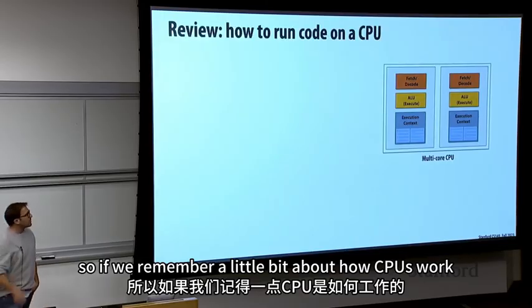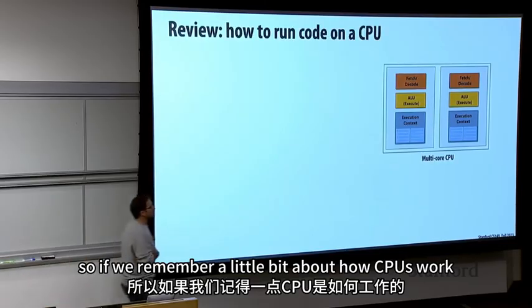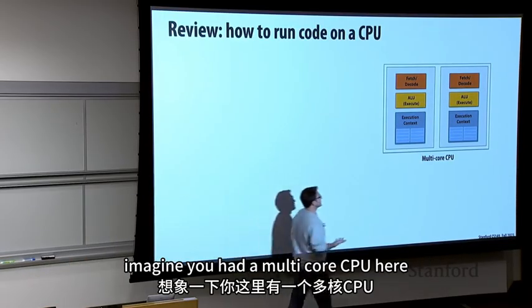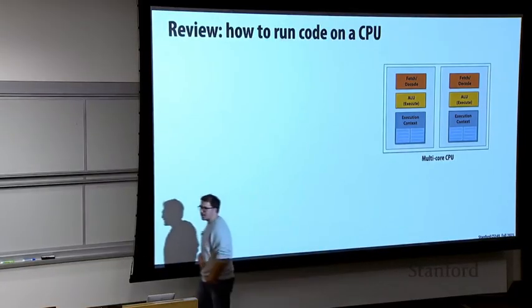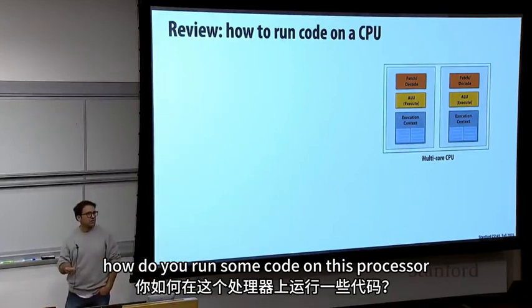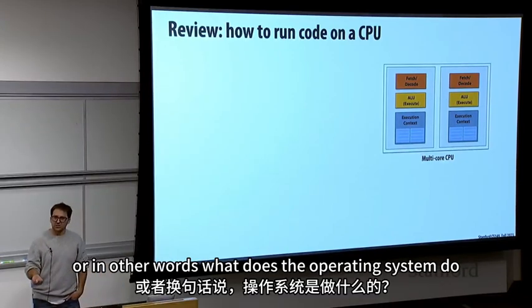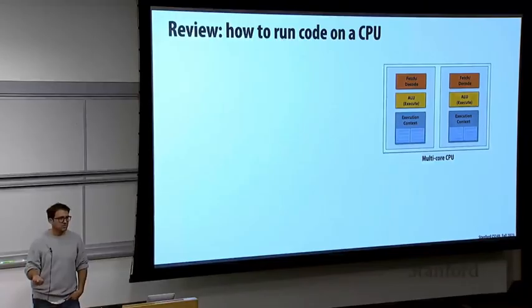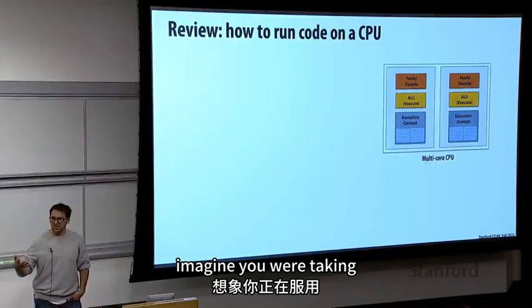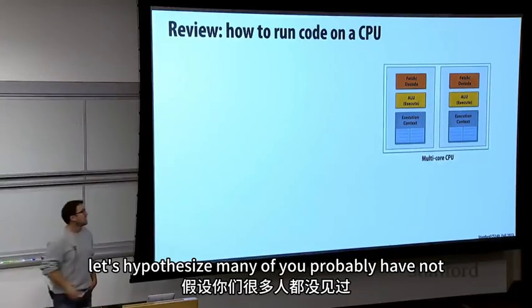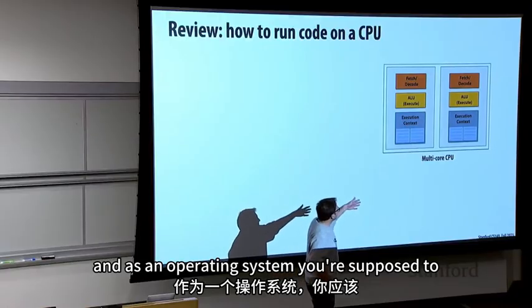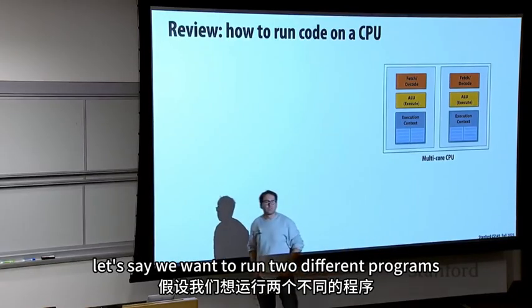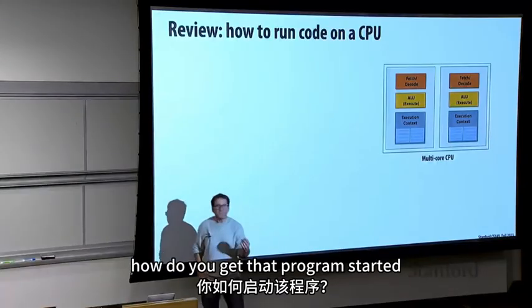So if we remember a little bit about how CPUs work, imagine you had a multi-core CPU here that has 2 cores, 2 total execution contexts. How do you run some code on this processor? Or in other words, what does the operating system do? Like, actually think through it. Many of you probably have not, but imagine you're taking an operating systems class, and as an operating system, let's say we want to run 2 different programs on this 2-core machine. How do you get that program started?